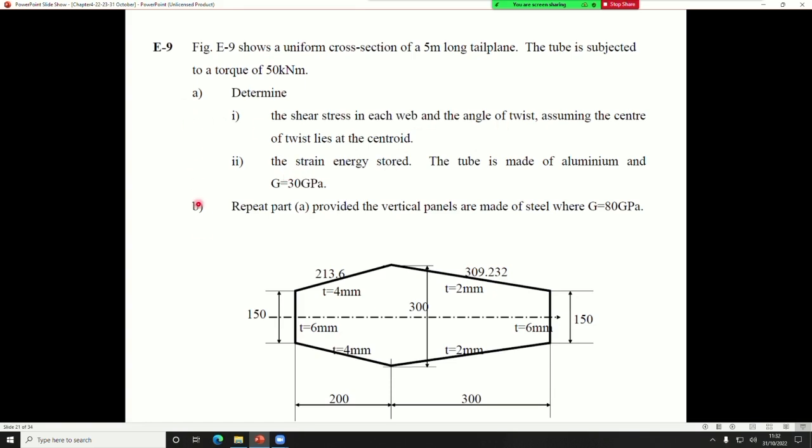And then in the second part of this question, it's asking us, say the whole section is not made of the same material. Say the vertical walls are made of, say, steel or titanium, a different material. Then find the angle of twist and also the maximum and minimum shear stresses. So we start with part A of question number 9, which is very similar to the first two parts of question 11.